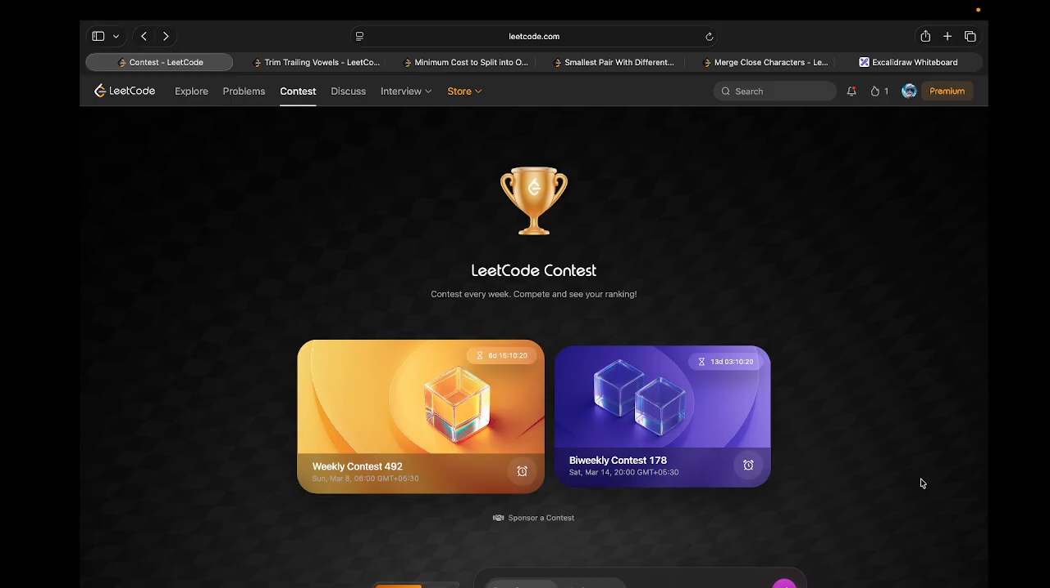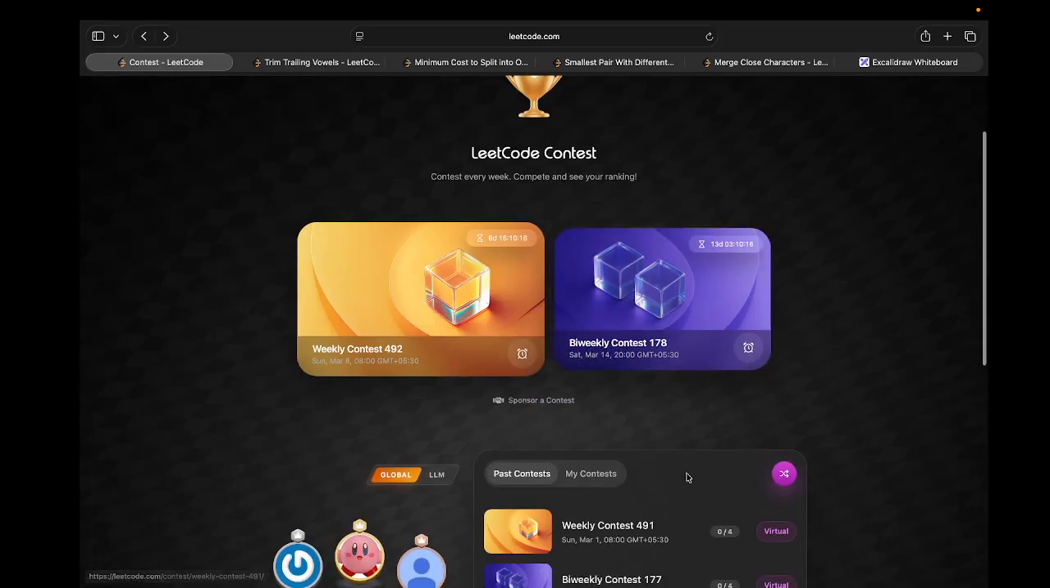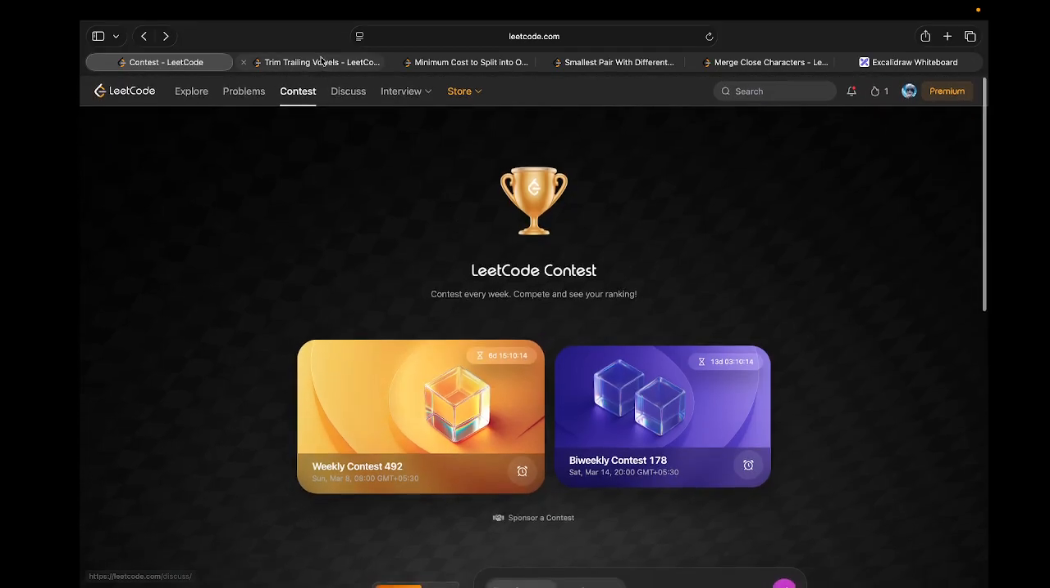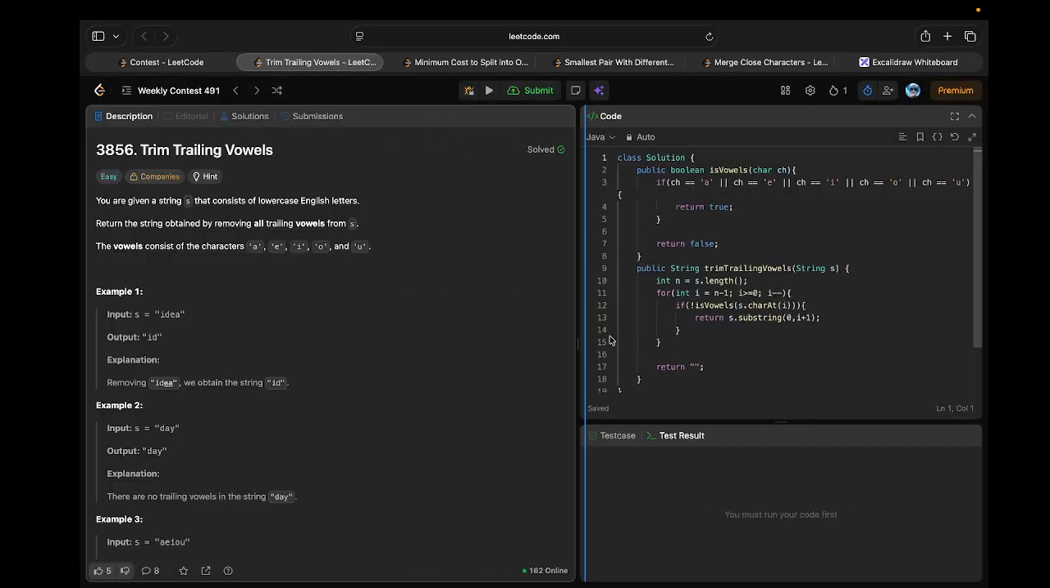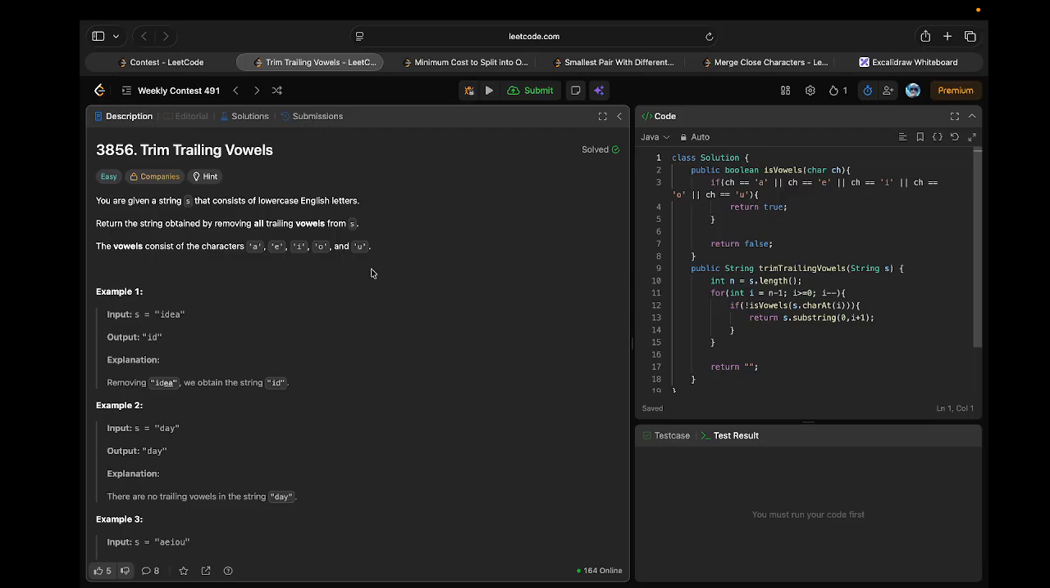So without wasting time, let's get started with the problems, and we are going to solve problems of both contests, the LeetCode weekly and the biweekly contest as well. So let's start with the first problem of the weekly contest, right? The first problem is easy. It's a pretty easy problem, nothing too complicated. You just have to do what the problem is saying to you, right?